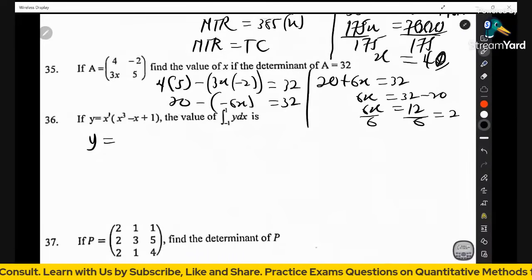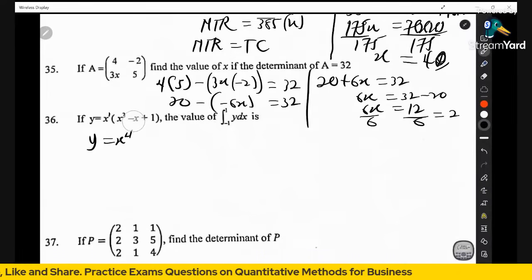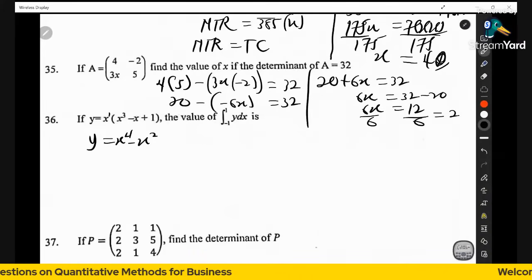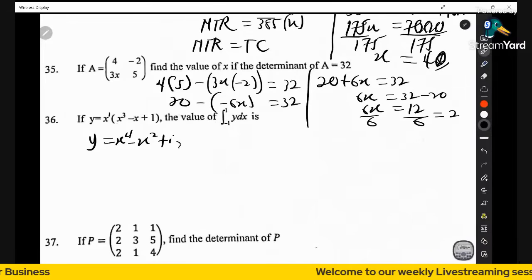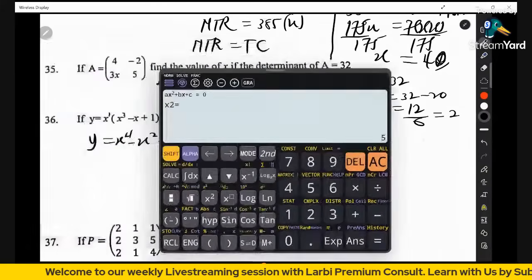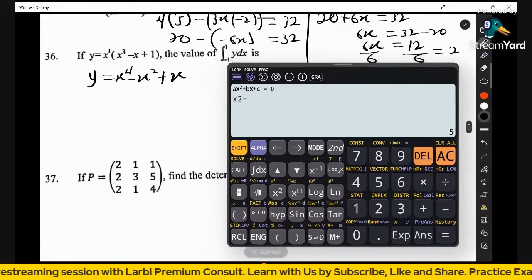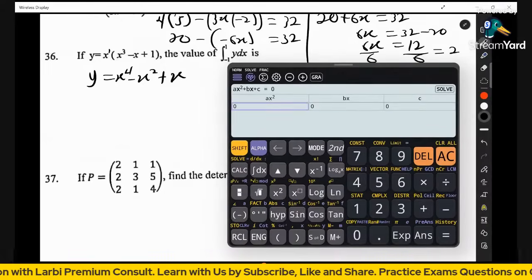So we make it what? X to the power 4. Okay, and multiply x by negative x, we are getting what? Negative x squared. Multiply x by 1, we are getting plus x. So once you're able to get these values or this function, you bring your calculator, because this is a definite integral where we have our limit. You can use calculator to solve for it, and it makes it very simple.